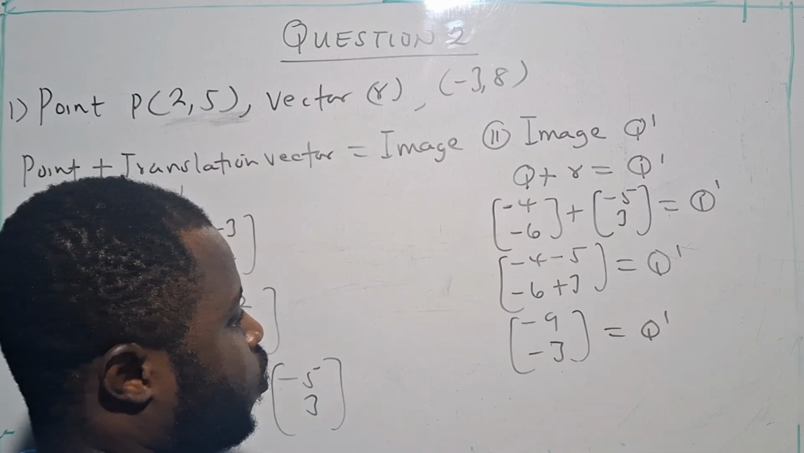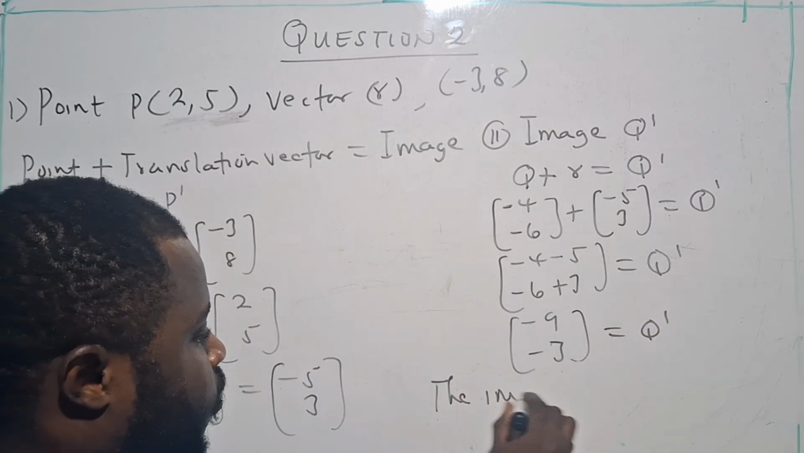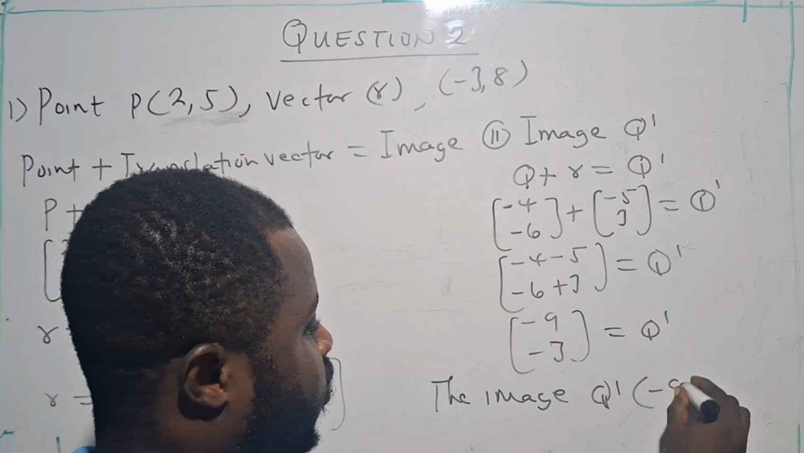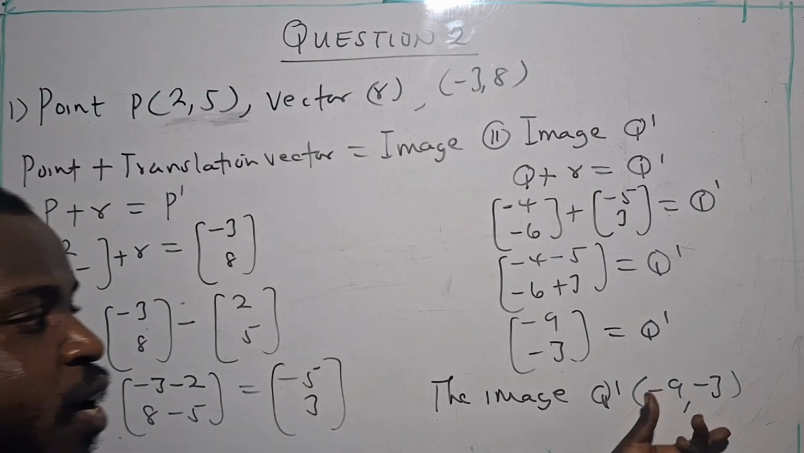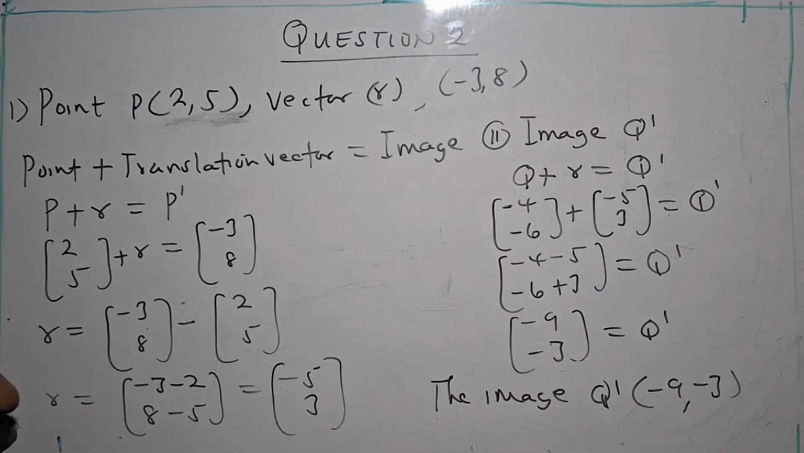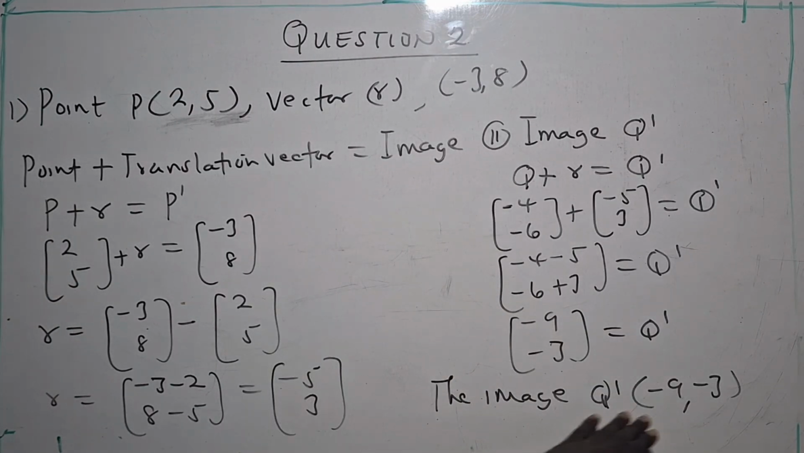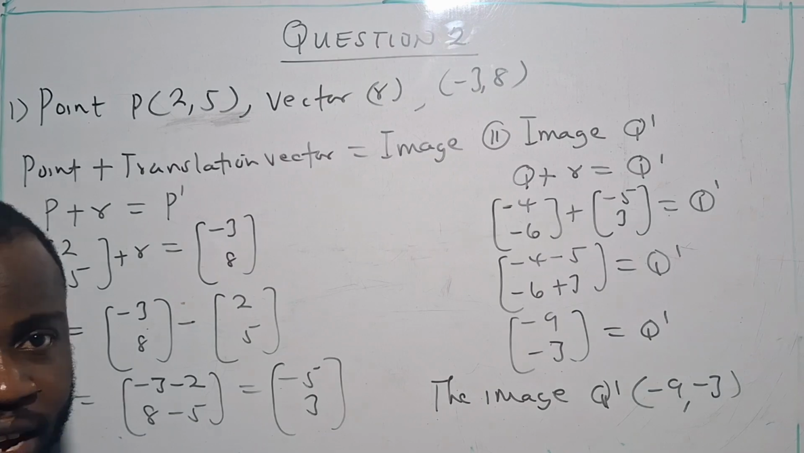Which is equal to Q1. So the image Q1 is (-9, -3). Anytime you write anything in this form, it is a vector. The vector is written like this. So your final answer, make sure you leave the answer in there. Our answer will give us (-9, -3).